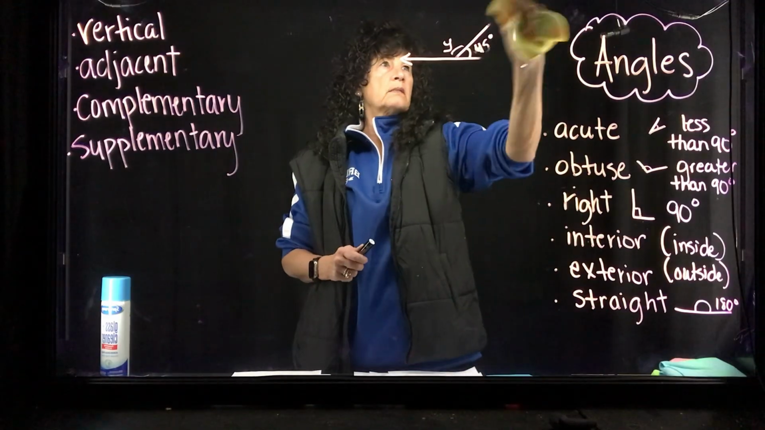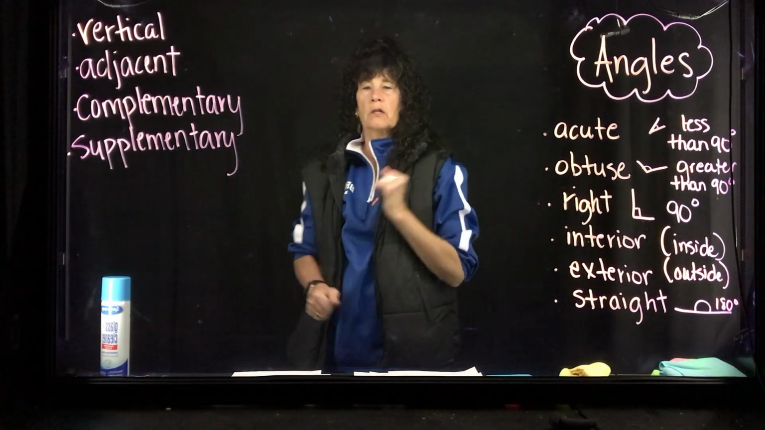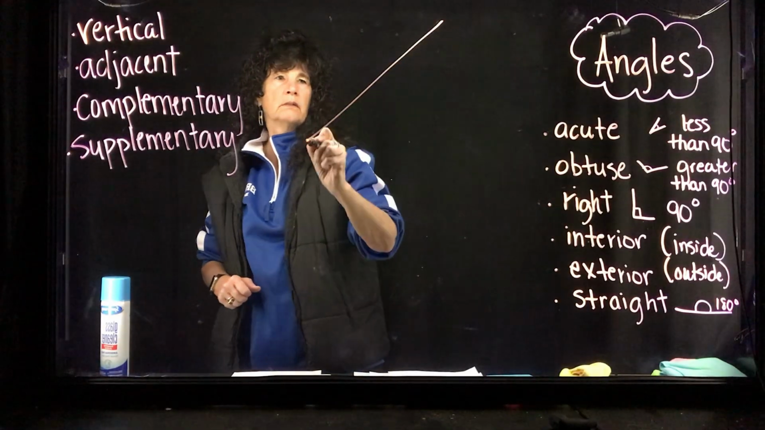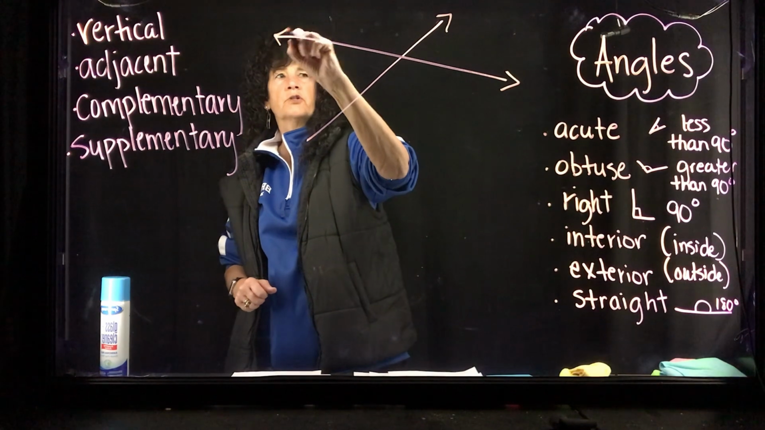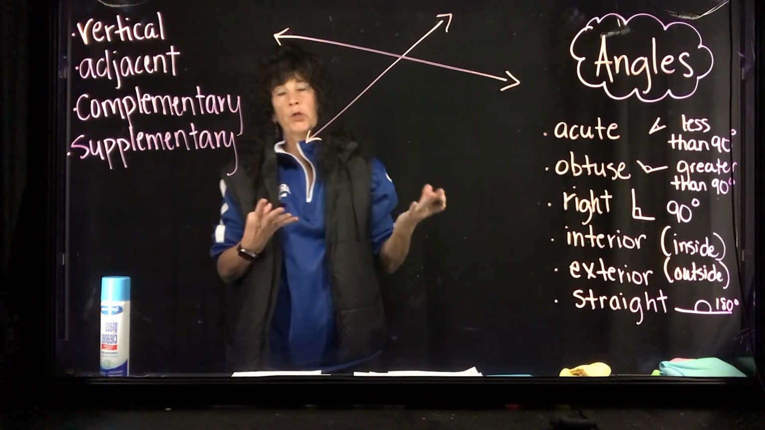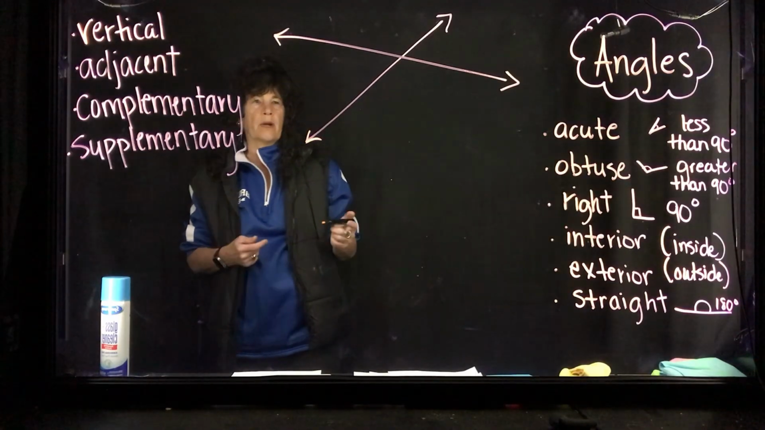I'm going to go ahead and erase this. We also have something called vertical angles, so I'm going to cross some lines here. These are intersecting lines. You'll note they're not perpendicular. They could be. I just didn't happen to draw them that way.